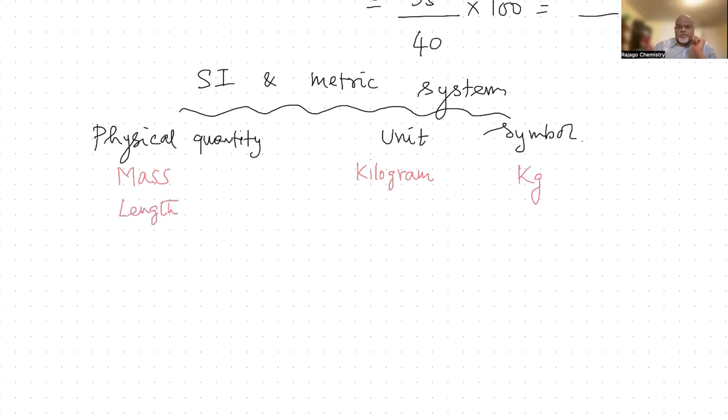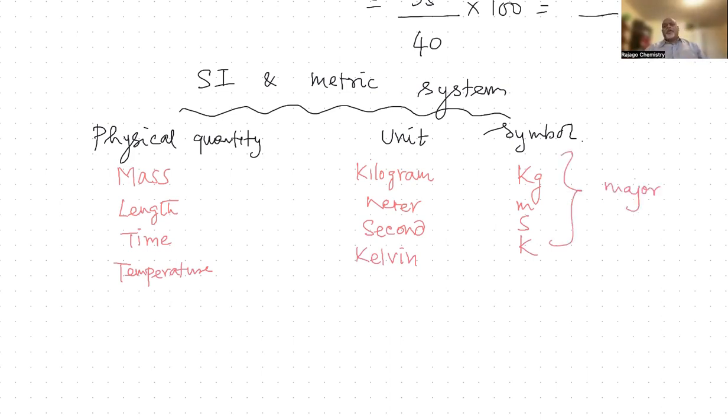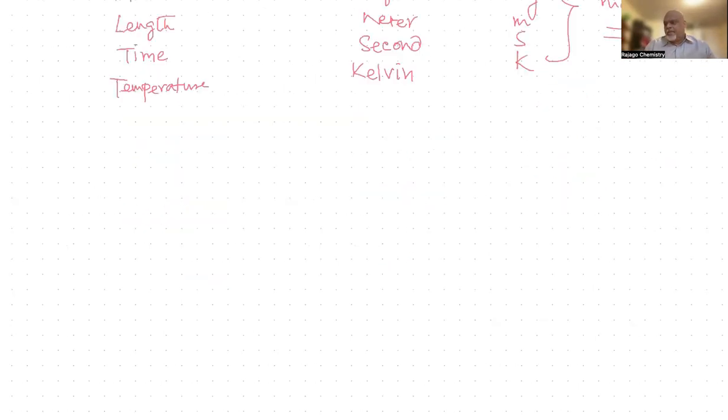For length, it is the meter. For time, it is the second. For temperature, it is Kelvin. So these are the major ones that we encounter during chemistry classes. We are not going to do anything beyond this.